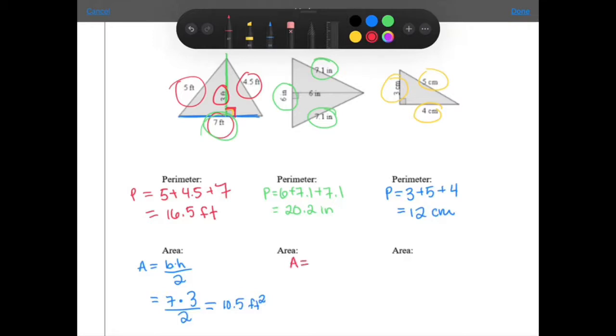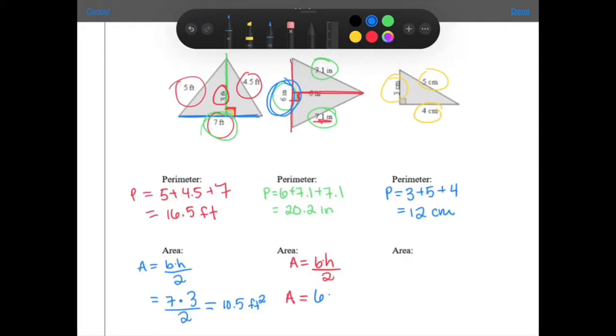Area is base times height divided by 2. So our base in this case is not 7.1. You see that on the bottom? I know you want to automatically make that our base. But remember, if this is our height, because this is where we see the perpendicular sides, we see that it's perpendicular with this side, right? This height, because it forms a right angle, which makes this our base, because our base is where our height comes from. So our base is 6 inches. So our base is 6.